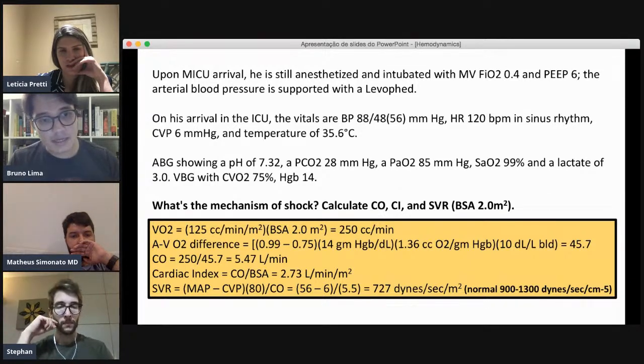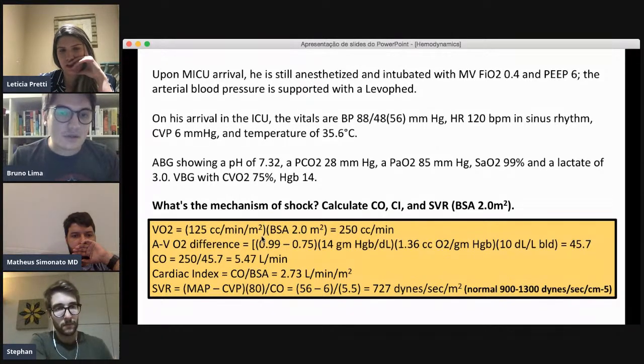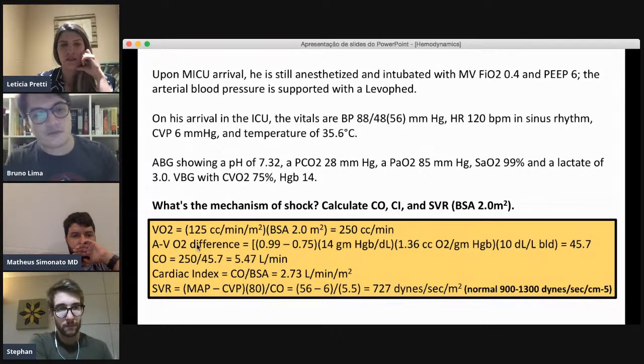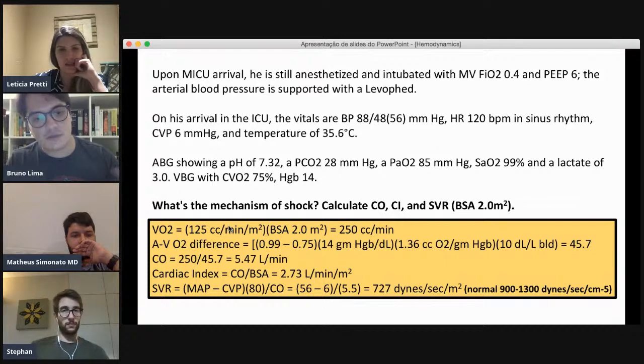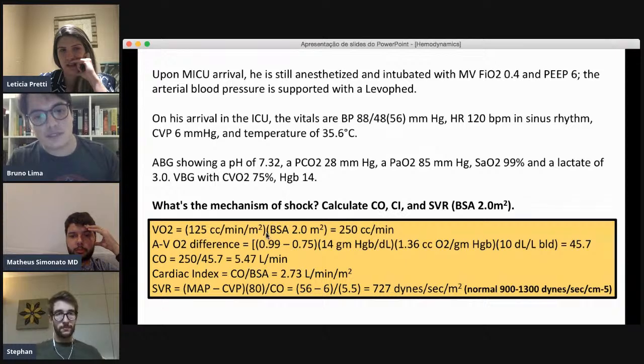systemic vascular resistance. So we do this by using the Fick equation. In the Fick equation, we use the VO2, which is the consumption of O2. We have this constant here. There's lots of criticism, but for the most part, we use this constant of 125 multiplied by the BSA, and so we can have the VO2, which is 250, and then we divide that by the arterial venous O2 difference.